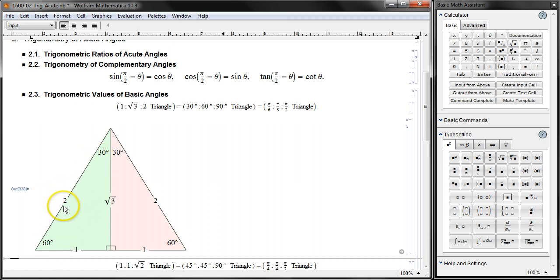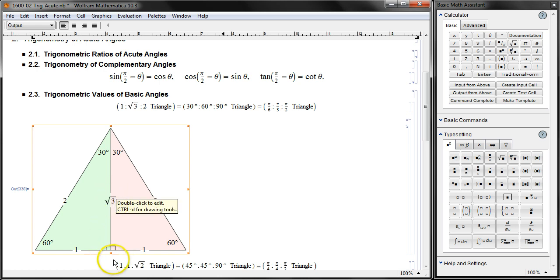And then this is 2 units. This has to be half of 2 units, so it should be just 1 unit. If you use the Pythagorean identity, then you're going to end up with square root of 3. What do you mean by that?